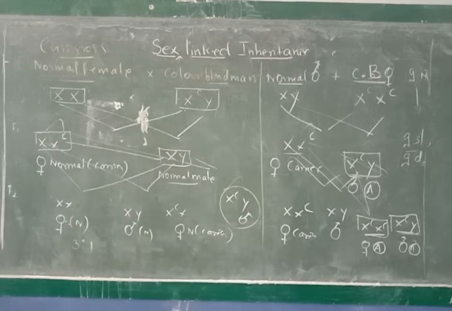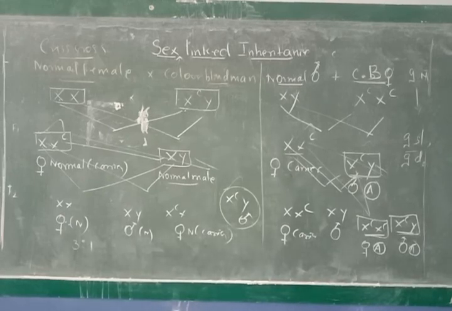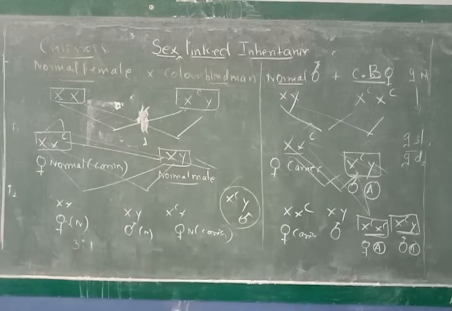Number 2. An XO female will have dash Barr bodies. How many Barr bodies? XO female will have dash Barr bodies.